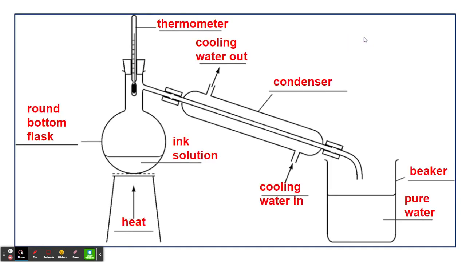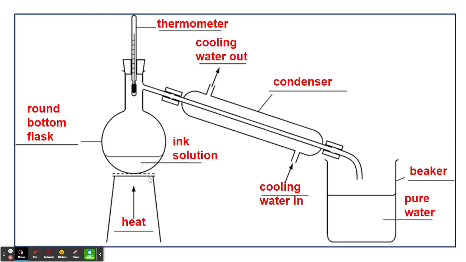What we've got is, first of all, a Bunsen burner at the bottom. We'll focus on this whole left-hand side of the diagram to start with. We've got the ink solution that's going to be in this round bottom flask. The round bottom flask is named in exactly the same way as the conical flask. The conical flask was named conical flask because it looks like a cone. The round bottom flask is named this because it's got a round bottom. The bottom of the flask is round and that's it. And it's got an ink solution in it.